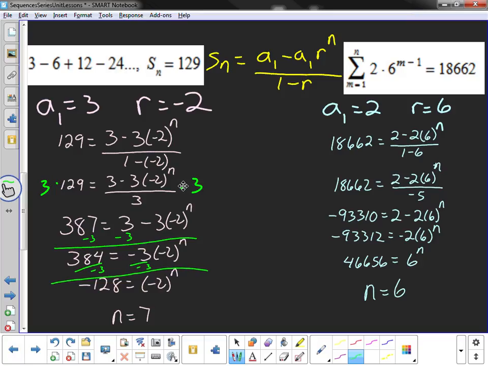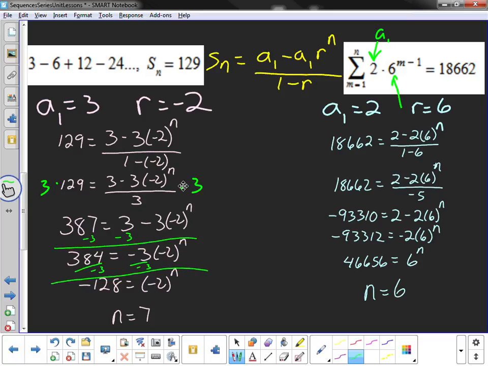Okay, so now on the other problem, 18662 was my sum. What I automatically knew is the 2, because when I put a 1 in for the 6th part here, I get a 6 to the 0, which is a 1. So the 2 was my A1, and that's how I figured it out. And it also told me that the 6 was my R value.